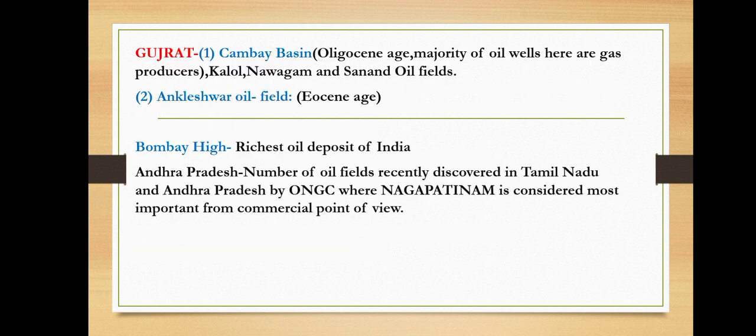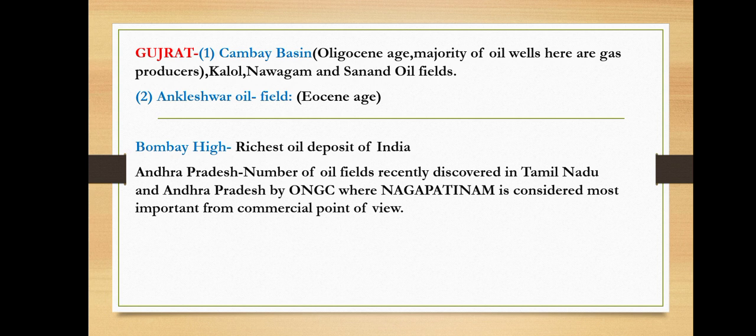In Gujarat, we have the Cambay Basin, which is of Oligocene age, and the oil fields in the Cambay Basin are mostly gas producing. Sometimes a question may come: where are the majority of oil and gas producing fields found in India? So in the options we may have Cambay Basin, Gujarat. Apart from Cambay, Kalol, Navagam and Sanand oil fields are also present in Gujarat. Ankleshwar oil field, which is also situated in Gujarat, is of Eocene age.